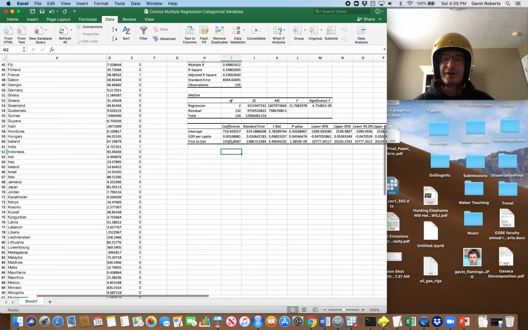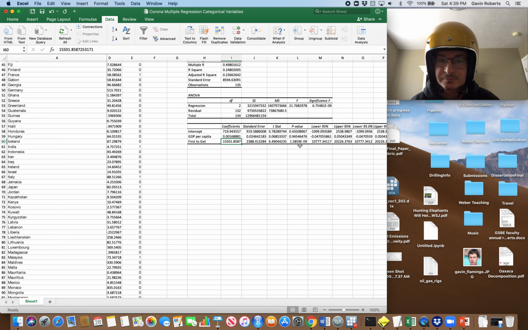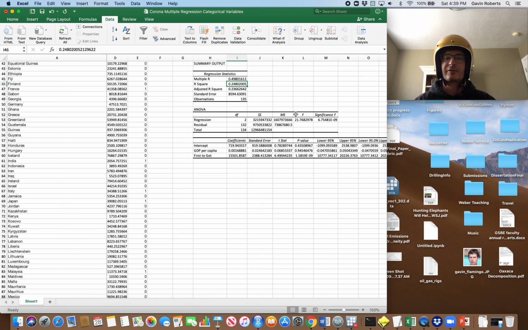Now, of course, we want to find out, is this new first to get variable statistically significant? Yeah, it's really statistically significant because that has a p-value of 0.000000001586. So that's a tiny p-value, tiny probability of observing this estimate when there's actually no impact of being one of those countries. Now we go to our R squared.